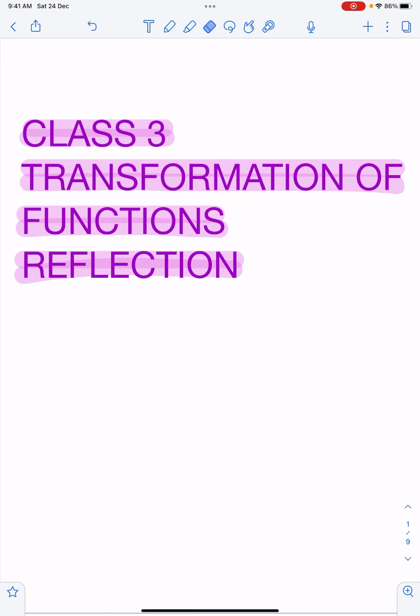This is the third class of transformations of functions in the P1 course, and we are going to start with reflection today. There are two types of reflection which we are going to study. The first one is reflection in the x-axis, and the second one is reflection in the y-axis. Firstly, we're doing reflection in the x-axis.